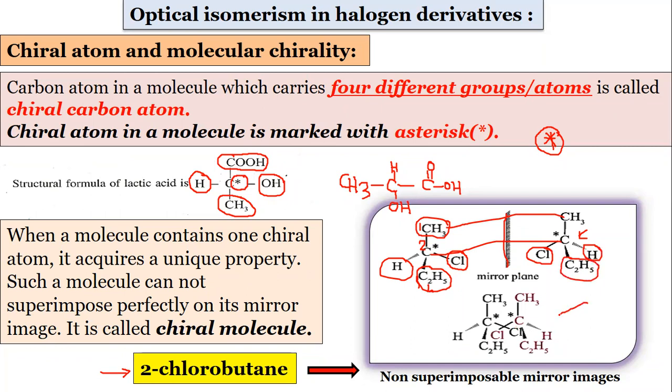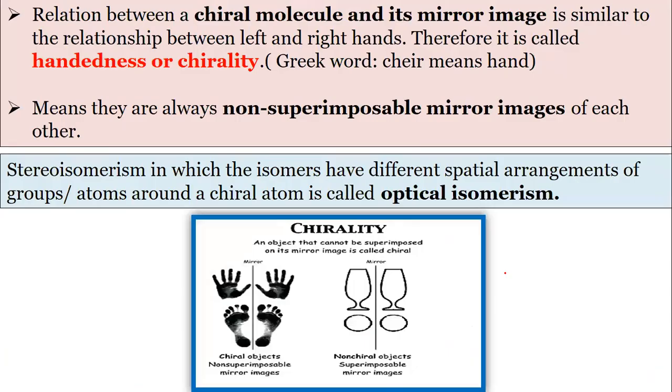It is shown in the diagram below. This is the Cl of this molecule, this is the Cl of this molecule, and they will not match. Such mirror images are called non-superimposable mirror images. They cannot be matched with each other, and if such non-superimposable mirror images exist, that compound is optically active. In the next part I will explain what optical activity means. So the relation between the chiral molecule and its mirror image is that they are non-superimposable mirror images.